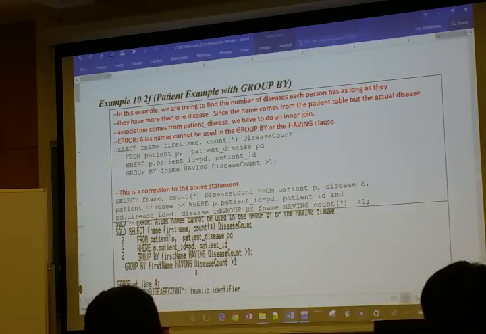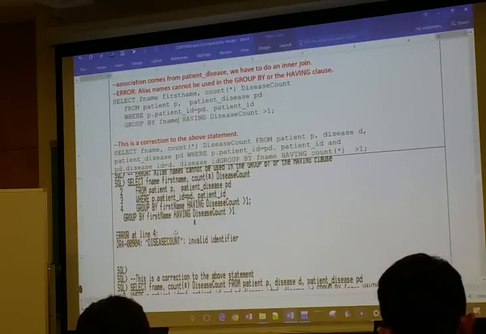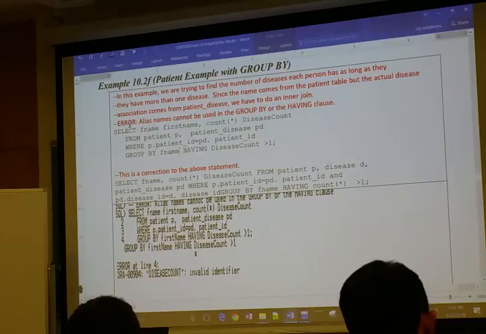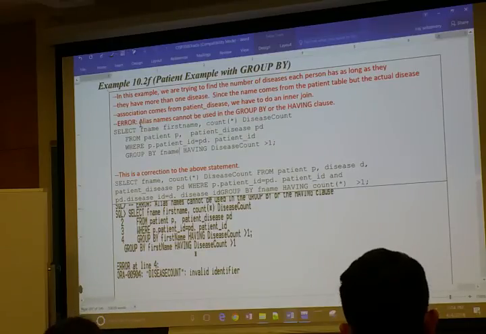Although, am I saying that this is an error? Oh, I guess I am saying it's an error, so maybe you don't have to do the correction, because I'm telling you that's an error.